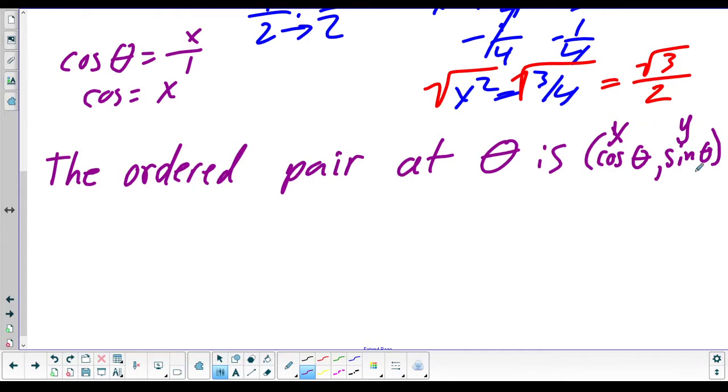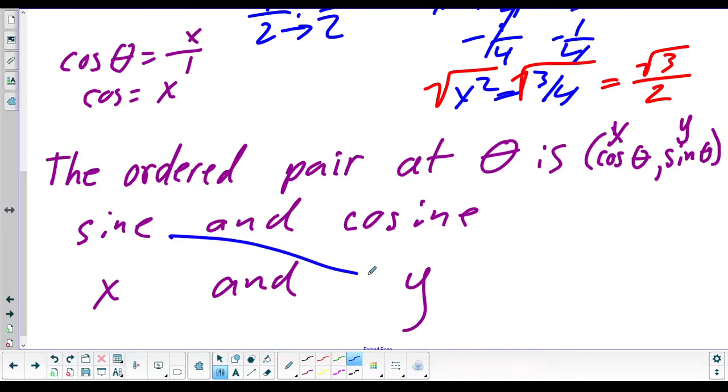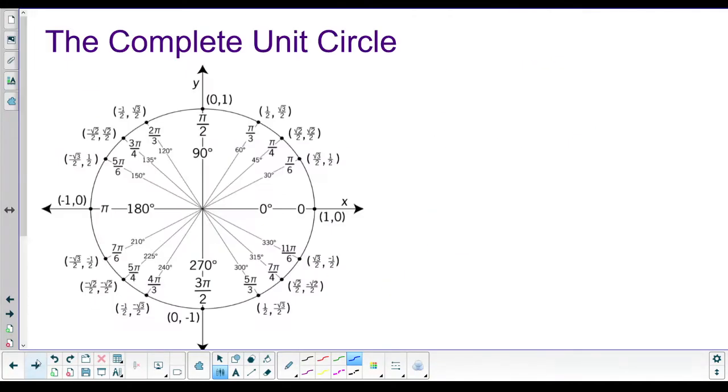A lot of people find this reversed because when you tell people about these things, you say sine and cosine. And then when you talk about ordered pairs and stuff, you say x and y. I think of these as being reversed because you say them in the wrong order, typically. But I might just be a little weird. Okay, so the important part is here. X is cosine, y is sine.